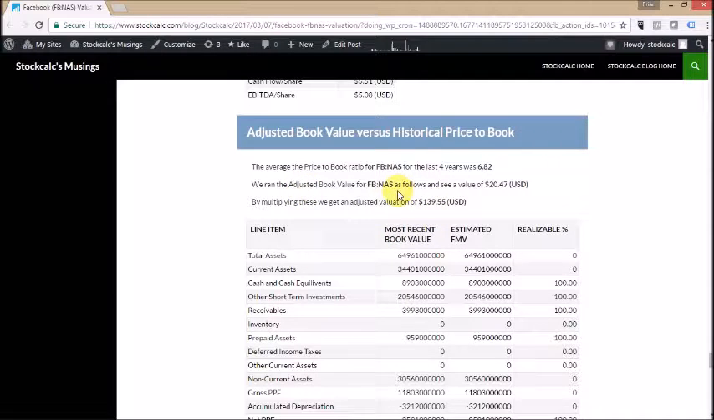What we do with that is we take the adjusted book value calculation and multiply it by the average price to book ratio for up to 10 years if we have it. In this case, we only have 4 years worth of data. So we have an average price to book ratio of 6.82 for Facebook over the last 4 years, which is higher than what we would expect for traditional companies. We would expect 2, 3, or 4 probably for traditional companies, but for technology companies like this it is not uncommon. That gives us a calculated value of $139 per share.